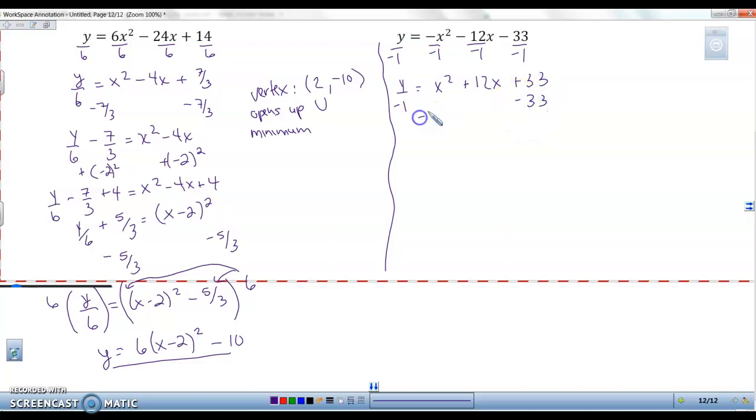Subtract the 33. Y over negative 1 minus 33 equals x squared plus 12x. That should be a minus. Sorry about that.